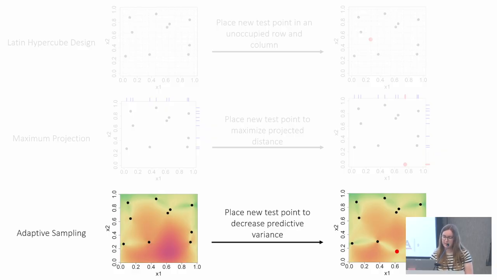For the last method, adaptive sampling, this plot looks a little bit different. In addition to just showing the test points, I also have a color on the plot, which corresponds to the predictive variance at every single input location. What we want to do for adaptive sampling is choose a new point that is going to decrease this predictive variance by as much as possible. On this plot, the areas where the color is the most pink are where we have the highest predictive variance, so we're going to choose a new point somewhere in that pink area. If you look at the plot on the right, that red dot has been chosen right in the middle of that pink area. We are trying to decrease the predictive variance by as much as possible.